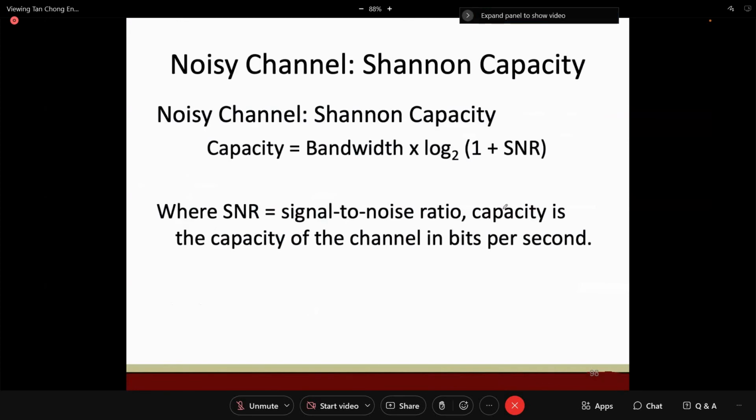Okay, so when we come to the noisy channel, which is a much more practical channel, because in real life, noise cannot be avoided. You always will have noise. So Shannon capacity will give you a more practical capacity calculation, which takes into account the signal to noise ratio. When signal to noise ratio has been taken into account, you take into account the influence of the noise component in the calculation of capacity.